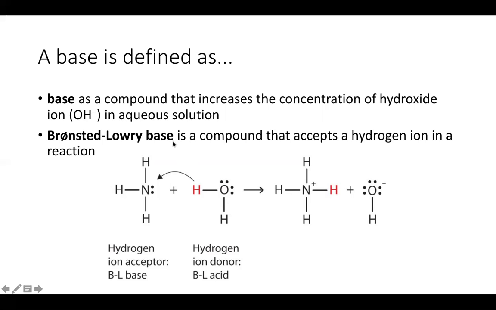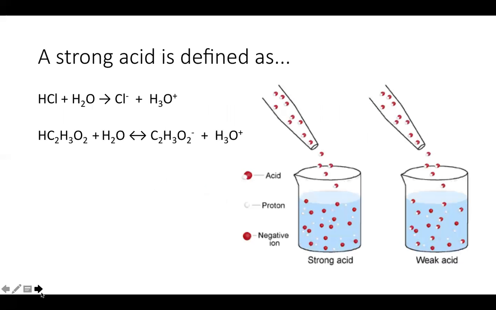Bronsted-Lowry says that a base is a compound that accepts a hydrogen ion. Remember, the acids give up hydrogens. Well, bases with Bronsted-Lowry accept hydrogens. And so we can see that as well. The ammonia, the NH3, is accepting this hydrogen from the water, and it's becoming NH4 plus. So again, both definitions are depicted in this one illustration. Okay, but that wasn't really the question brought up on the discussion board, but I just thought I'd go over that.